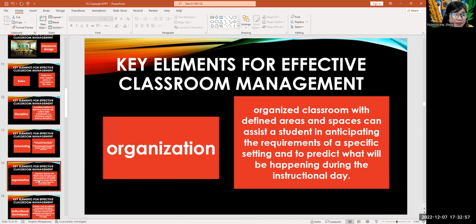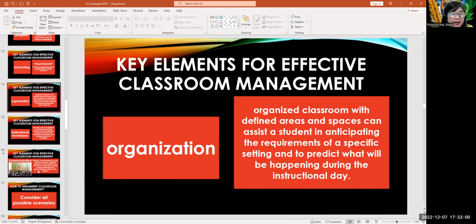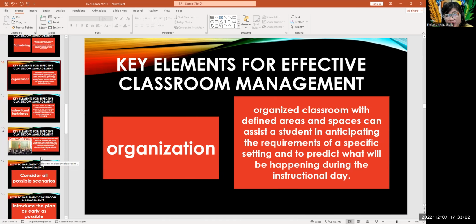Another one is organization. Organization means that when your classroom is organized with defined areas and spaces, it can help a student anticipate the requirements of a specific setting and predict what will be happening during the instructional day. So, meaning you have to systematize the arrangement of the files and records and keep them organized always and ready for use inside the classroom.